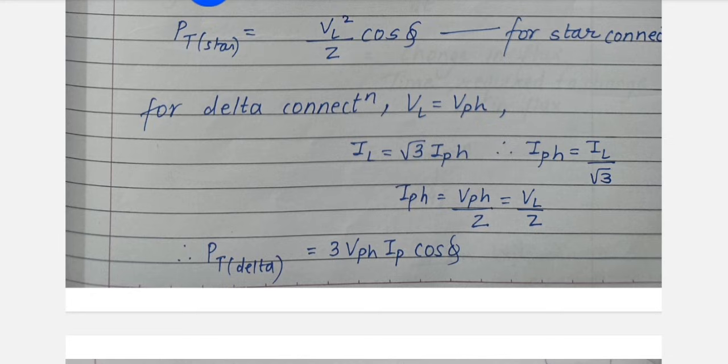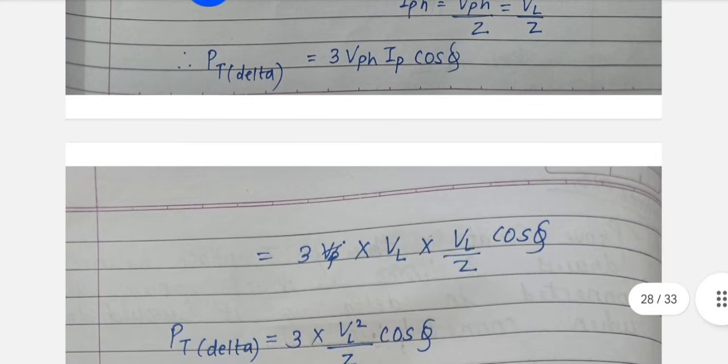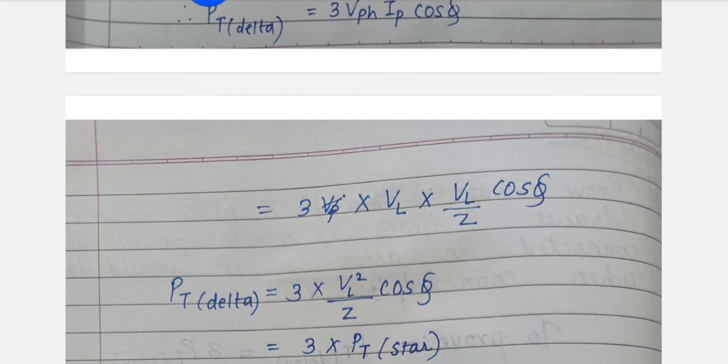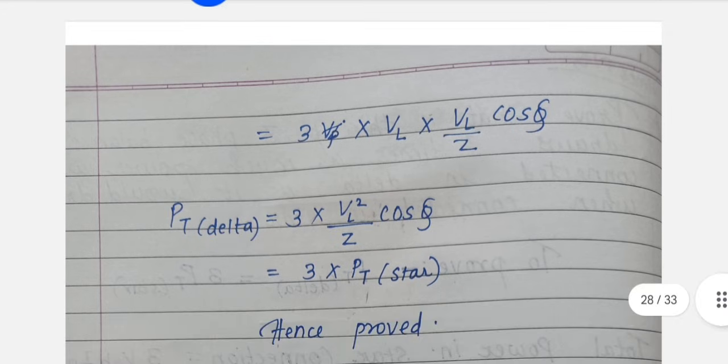So here IL is root 3 IPH. These both are the relations in delta connection. So from here we will take IPH, which is equal to IL by root 3. Then as IPH is equal to VPH by Z, it will be VL by Z, as VPH and VL are the same. So for delta connection, as 3 VPH IPH cos phi is the formula, in terms of VL it will be 3 VL into VL by Z cos phi. So this is your 3 into VL square by Z into cos phi.